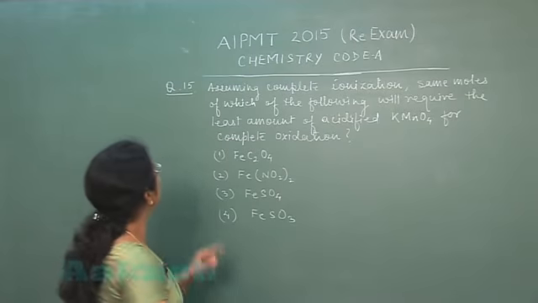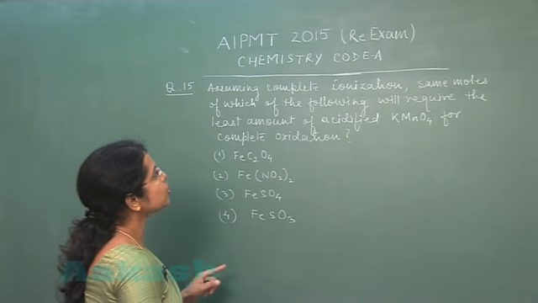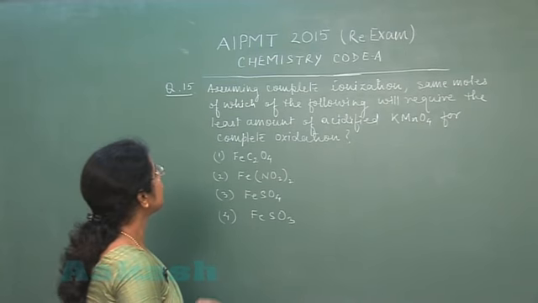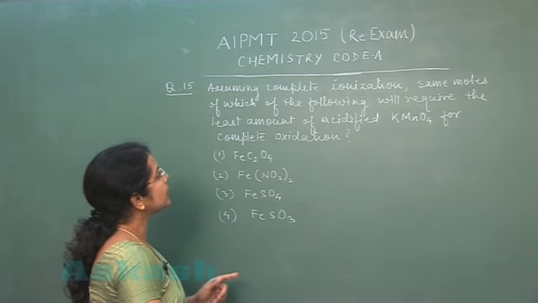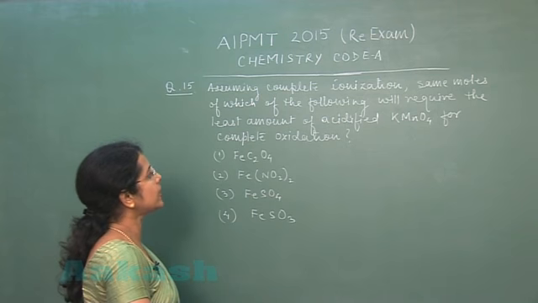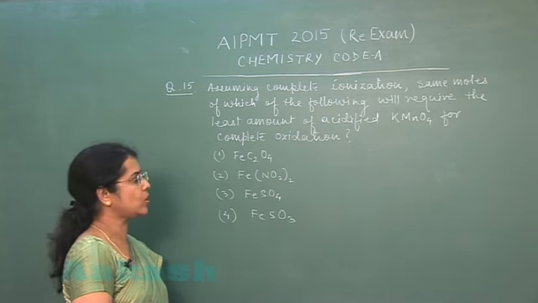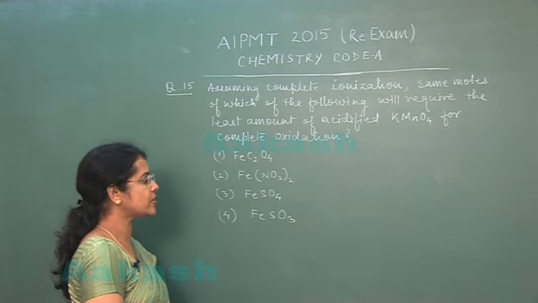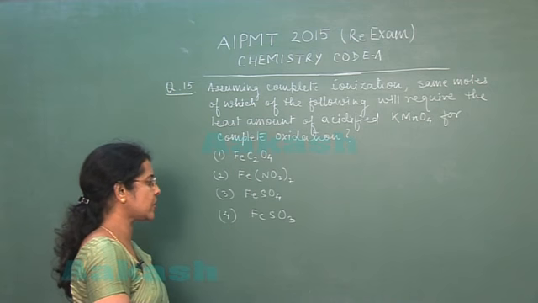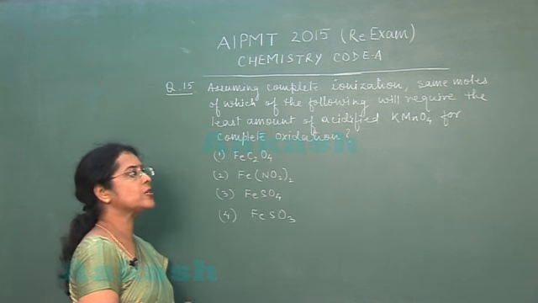Next question is question number 15. Assuming complete ionization, same moles of which of the following will require the least amount of acidified KMnO4 for complete oxidation? First option is ferrous oxalate, second option ferrous nitride, third option ferrous sulfate, fourth option is ferrous sulfide.